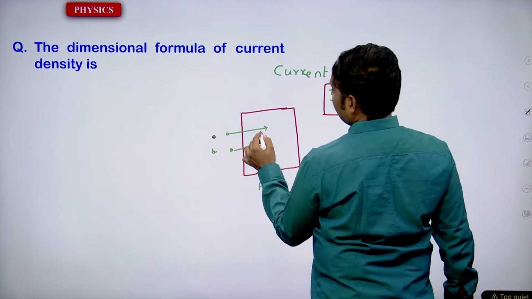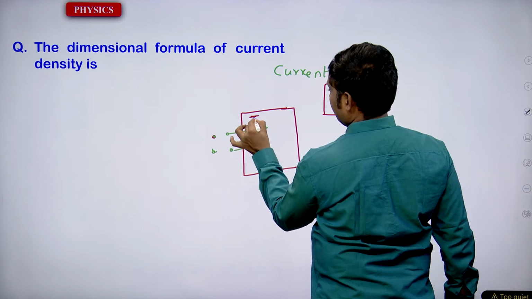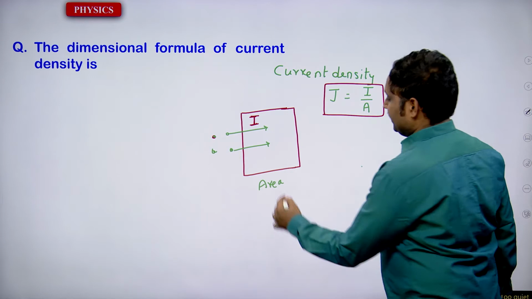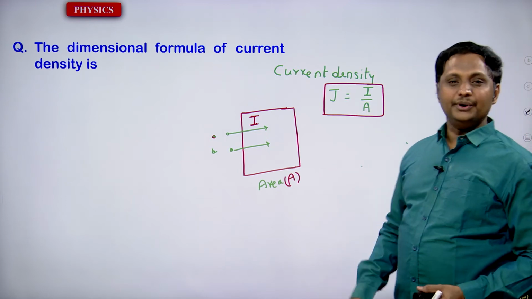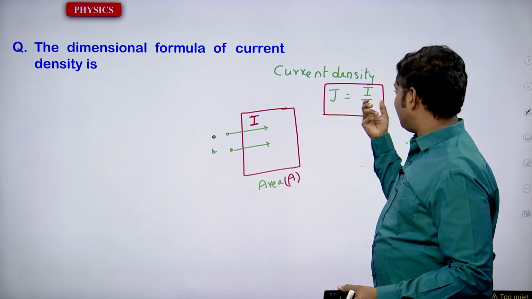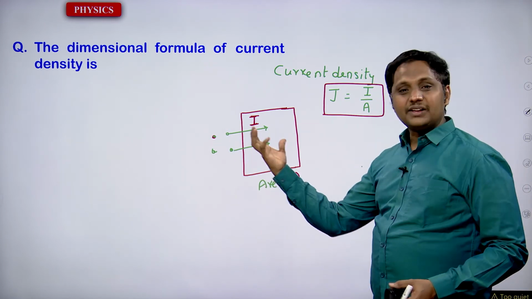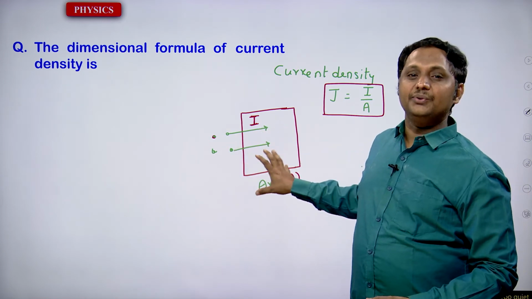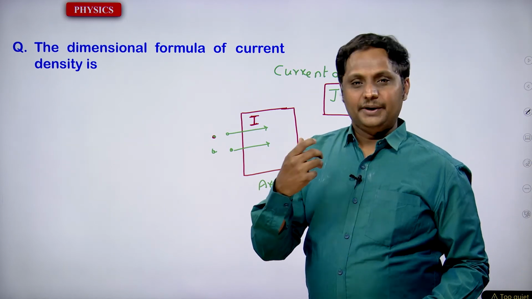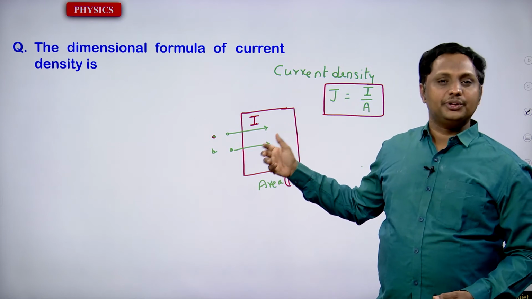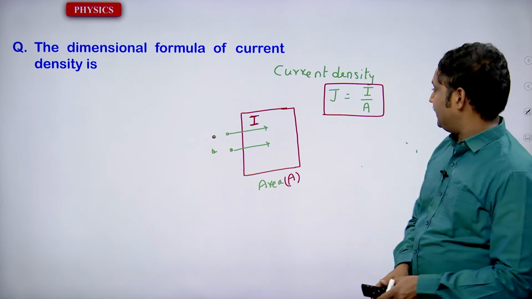If you have taken that current I, and you have taken that area A, that gives the current density per unit area. Just you have to get current per unit area, that gives the current density. This is very clear. The displacement of the charges which constitute the current, measured per unit area, gives the current density. No doubt at all.